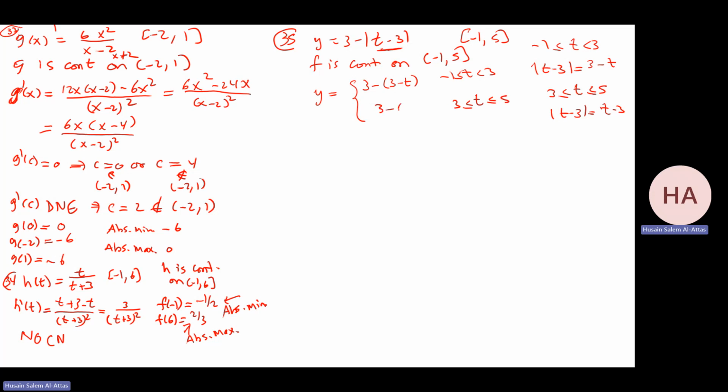It's 3 minus t minus 3. So y would be what? y will be t in this interval, and in this one, it will be 6 minus t. The equality, you can put it here or there. There's no problem at all because the function is continuous at 3.